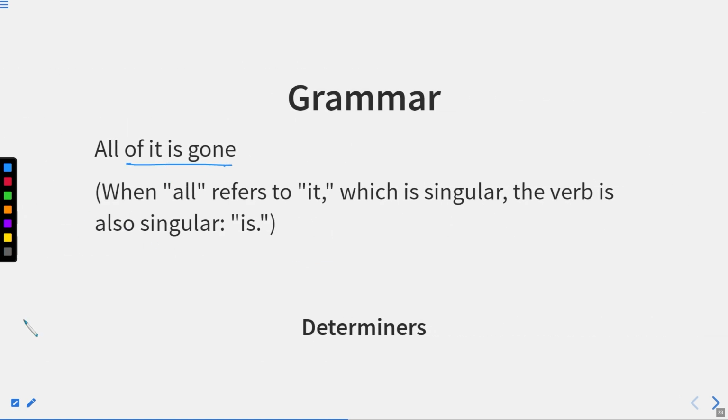All of it is gone. Now what does this it refer to? We don't know. All of it means whatever was there. All of it is gone. Now it has gone. Now, you must have heard the phrase all is well.